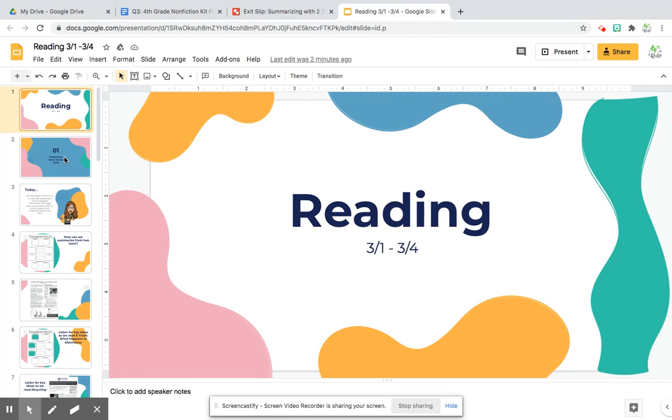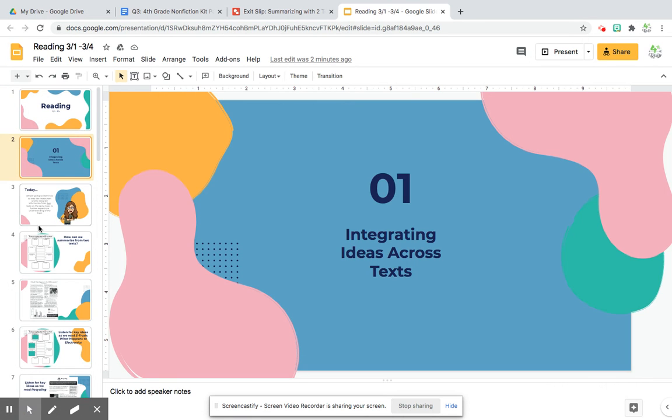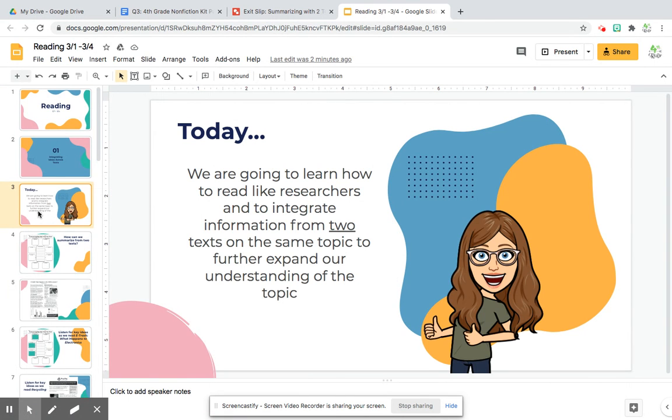So, what in the world does that mean to integrate ideas across text? Well, friends, we have learned so much as we have been sharing and discussing our exciting nonfiction texts throughout our study. And we have deepened our thinking about reading and practiced many important strategies for making meaning. Now, today, we're going to learn how to read like researchers and to integrate information from two texts on the same topic to further expand our understanding about a topic, which we've kind of already done with our nonfiction writing.